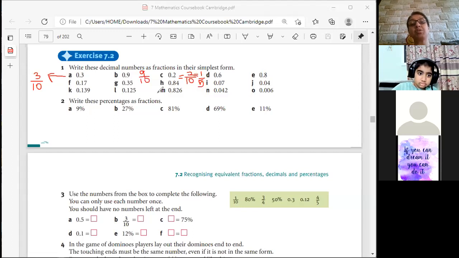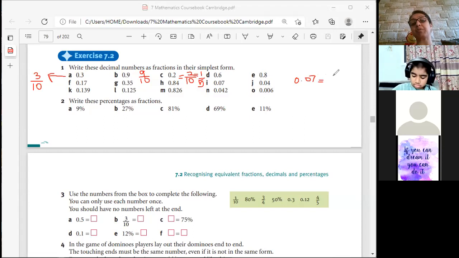Now from G to O. Tell me any sum you want me to do. I will do it. Others will be homework. Tell me which you want me to do from G to O. 0.07. That means what is it? 7 upon 100. Can I reduce it further? No, I cannot reduce it further. So I'm going to write it as it is, 7 upon 100. This was the sum that I did. Okay. Any other sum you want me to do?